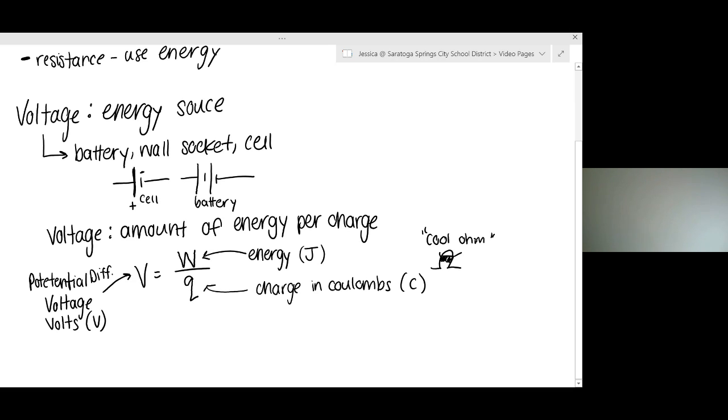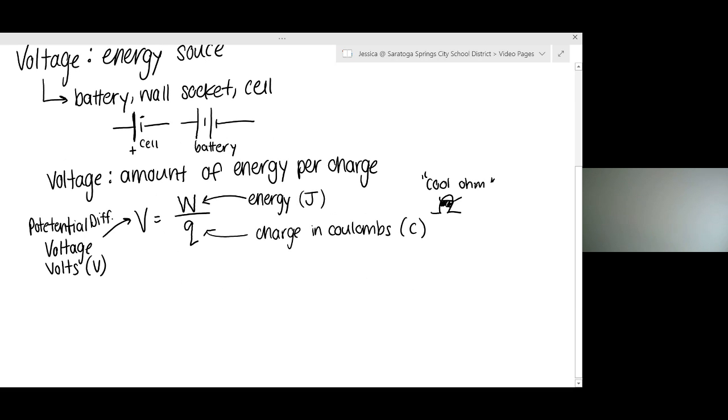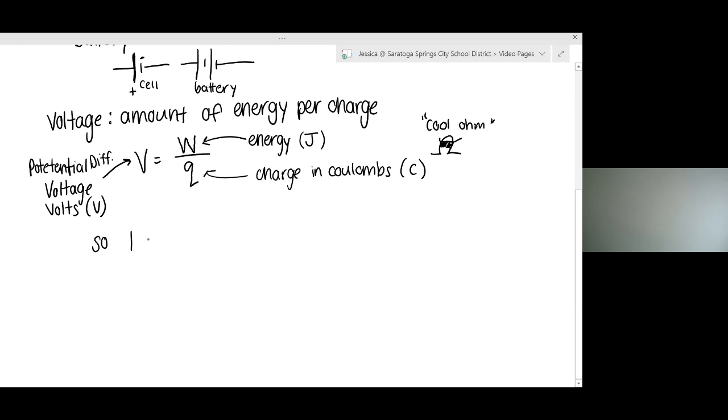If you have questions, you can of course ask them in the Q&A section. So that's our equation for voltage. Now, we won't really need to use that equation, but I think it helps in the definition of what voltage actually is. So 1 volt represents 1 joule of energy for 1 coulomb of charge.